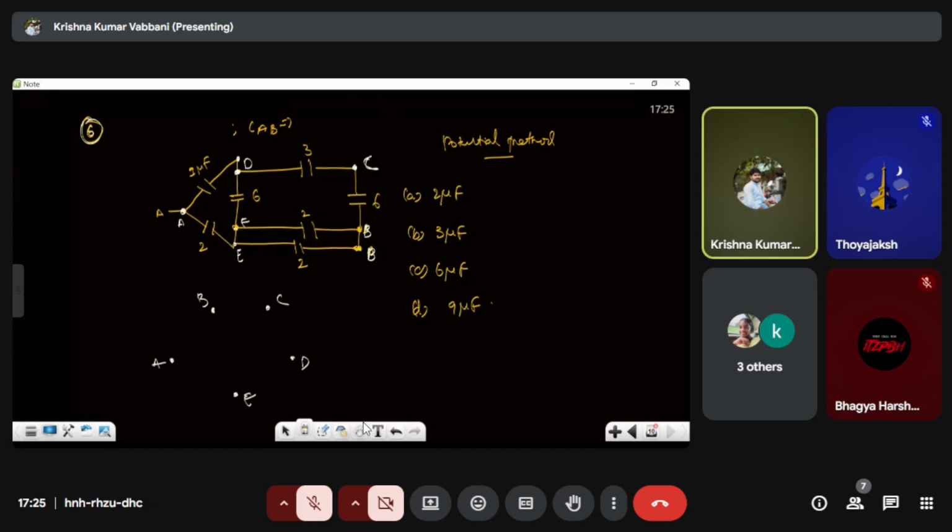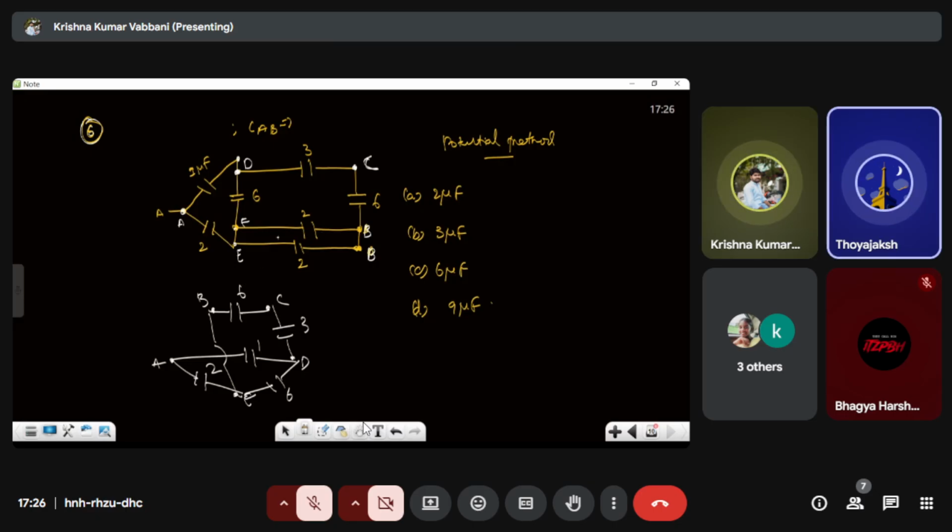How to do this one? See the potential between AE. Between AE there is a 2, and AD there is a 1, and between DE there is a 6, and CD there is a 3, and BC there is a 6, and BE. You can take it as BE. Between BE, how many do we have? There are 2. So both are in parallel.